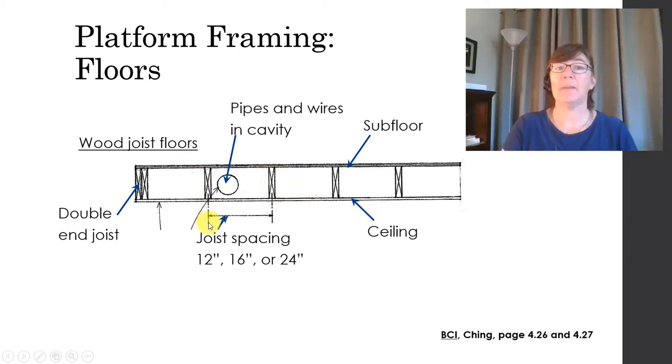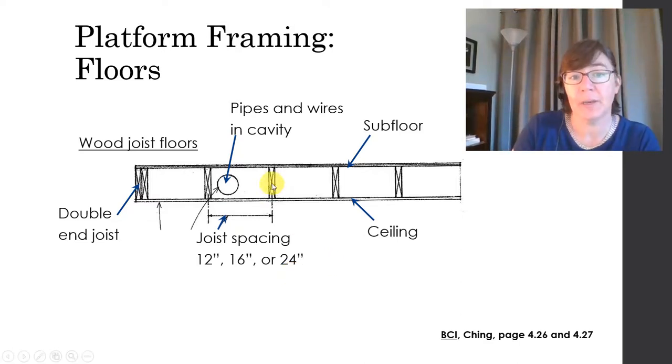And they are commonly spaced either at 12, 16, or 24 inches. 16 is probably the most common. 24 maybe for ceiling joists that people aren't going to stand on. You can get them a little bit further apart.